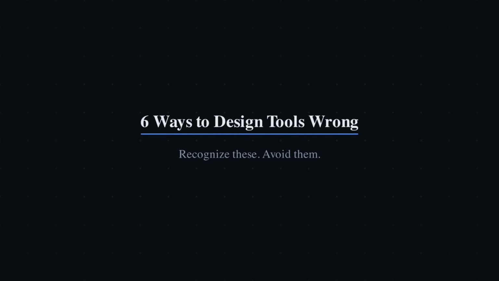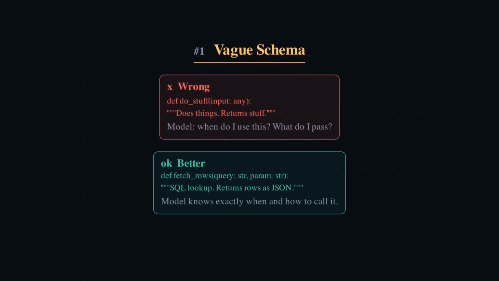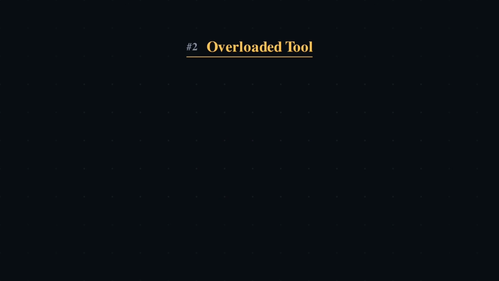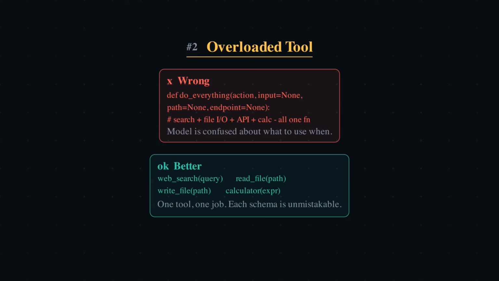Let's talk about how to design tools wrong so you recognize it. The first is the vague schema. Call it the do stuff function, takes any inputs, returns any outputs. The model has no idea when to use it. It will call it at the wrong time with the wrong parameters. Better, fetch data from database, takes a query string. Example, SELECT * FROM users WHERE country = ?, and a parameter, returns rows as JSON. So this is the first mistake that we make, the vague schema.